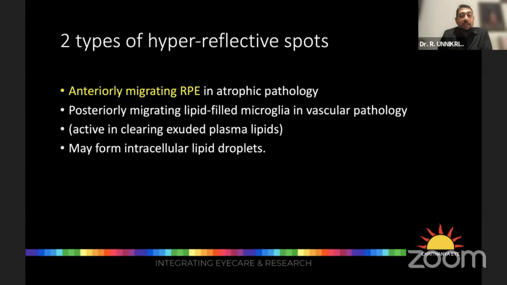So we have two types of HRF: the anterior migrating, that is the atrophic pathology, and a posterior migrating, that starts in the retina in vascular pathologies and moves towards the RPE. We are here talking about anterior migrating RPE cells or hyperreflective spots in atrophic AMD.